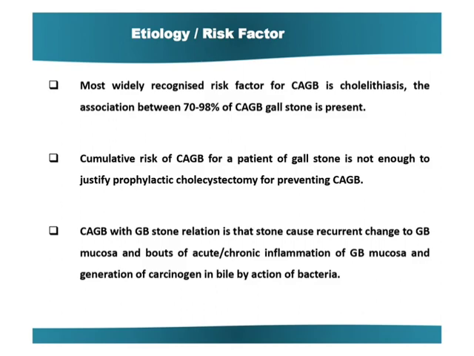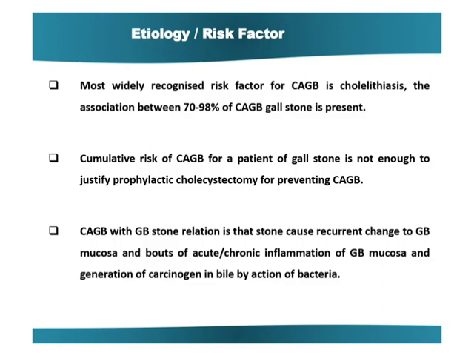So what actually happens with a GB stone? The stone lying there causes recurrent damage to the gallbladder mucosa, with superadded acute and chronic inflammation of the GB mucosa, and generation of a carcinogen in the bile by the action of bacteria. That cumulative effect leads to carcinoma gallbladder. That is the hypothesis perceived.